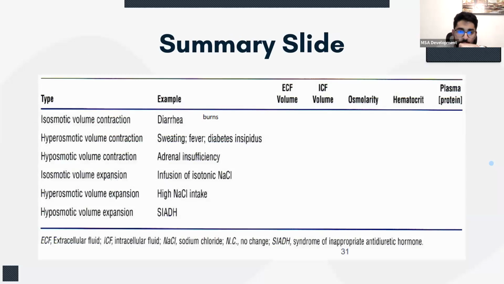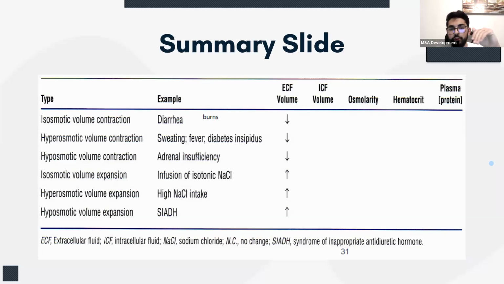Okay. Starting off with extracellular fluid volume. So this is very easy. When you have a volume contraction, any type of volume contraction, you're going to have a lower extracellular volume. And when you have any type of volume expansion, you're going to have an increase in extracellular volume. Simple, okay? Easy. Any contraction, decrease in extracellular volume. Any expansion, increase in extracellular fluid volume.